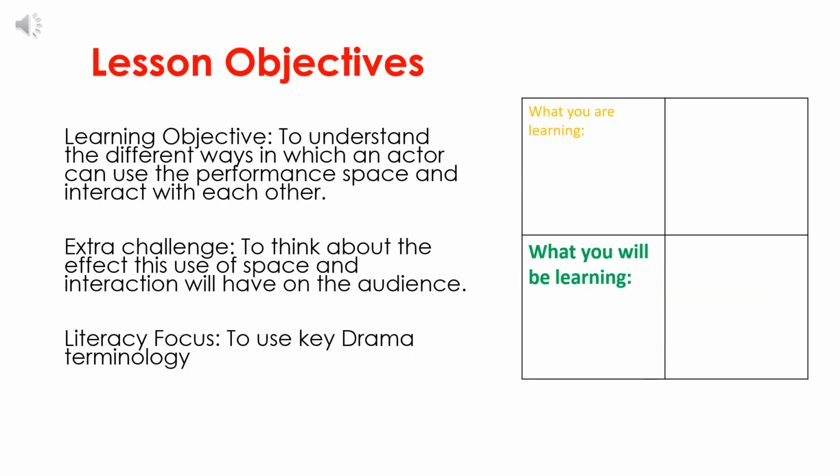Okay, so our first learning objective: to understand the different ways in which an actor can use the performance space and interact with each other. So the notes that you've just made will hopefully help you with this lesson and with the lessons moving forward. Our extra challenge: to think about the effect this use of space and interaction will have on the audience. That is really important because this will help you get the higher grades in your answers. And our literacy focus is to use key drama terminology. You should be doing this throughout.